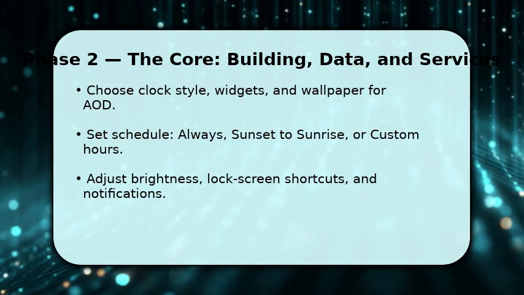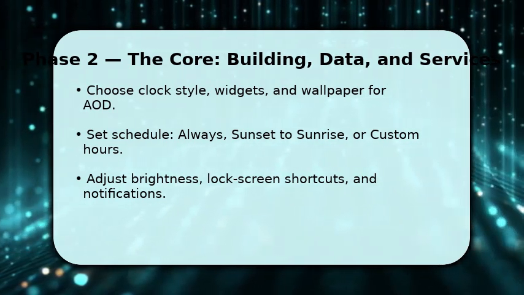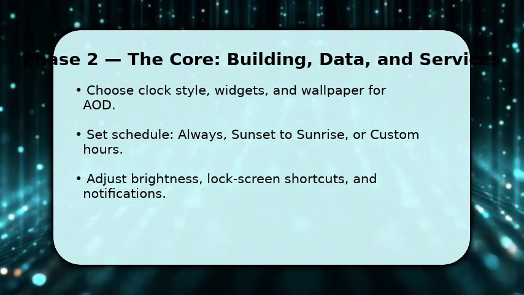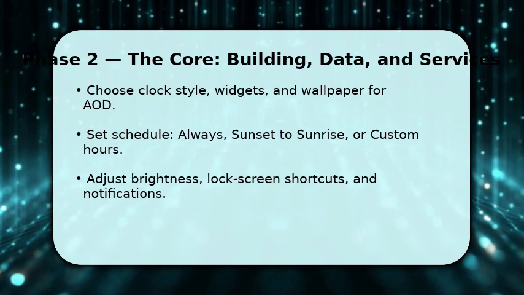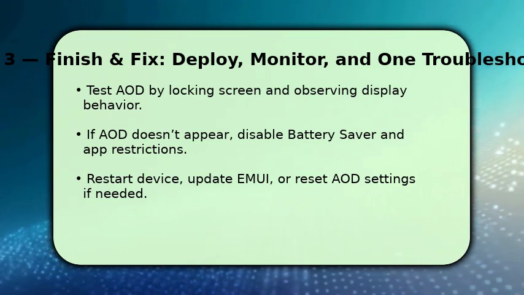Finally, adjust brightness and which notifications appear. These settings balance visibility versus battery drain, and they prevent distraction when the phone is locked. To finish, lock the phone and verify the Always on Display appears with your chosen layout. This confirms settings applied correctly.